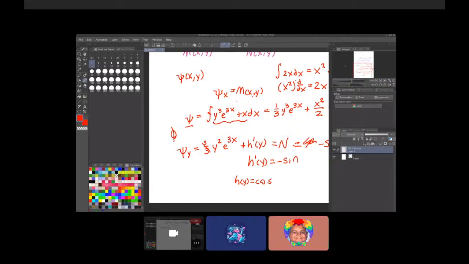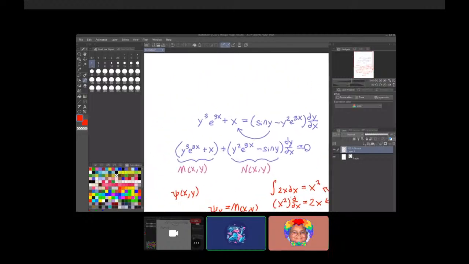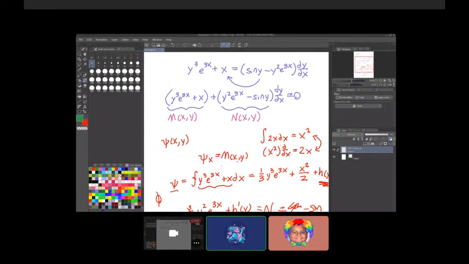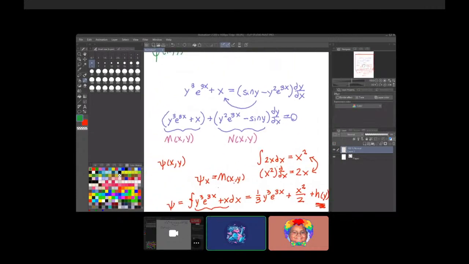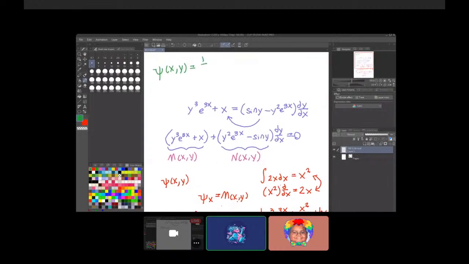So that means that the final answer is phi of x and y is equal to 1/3 y cubed e to the 3x plus x squared over 2 plus cosine of y equal to c.